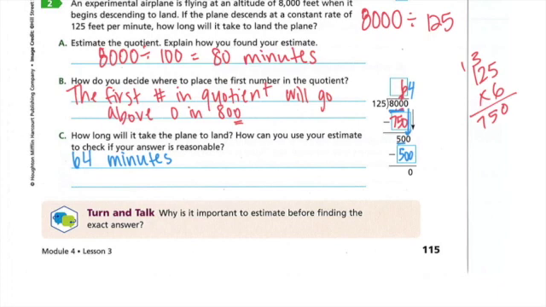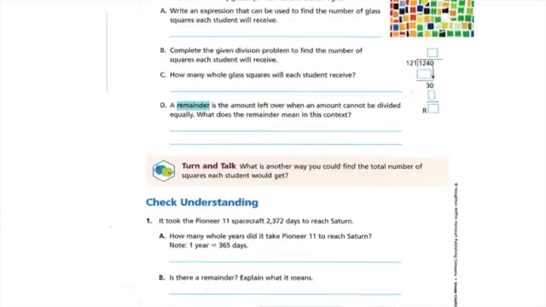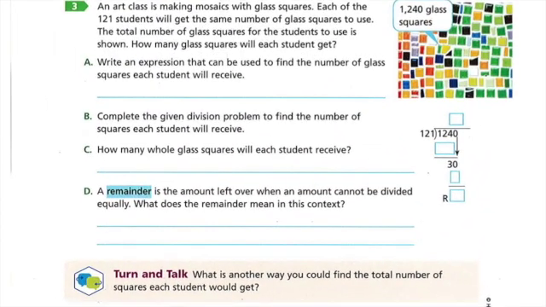All right, join me on the next page. Okay, this is going to be our last example for today. An art class is making mosaics with glass squares. Each of the 125 students will get the same number of glass squares to use. The total number of glass squares for the students to use is shown. How many glass squares will each student get?